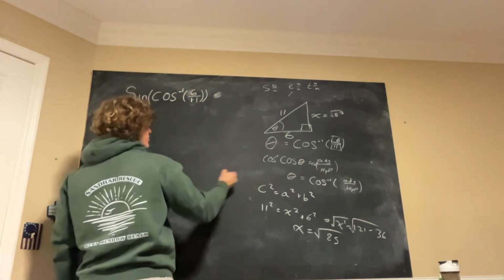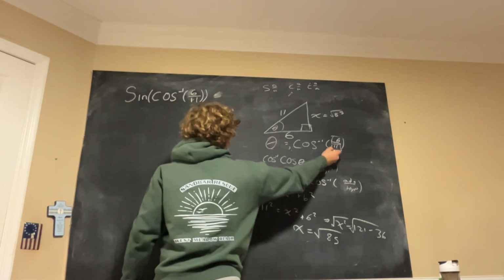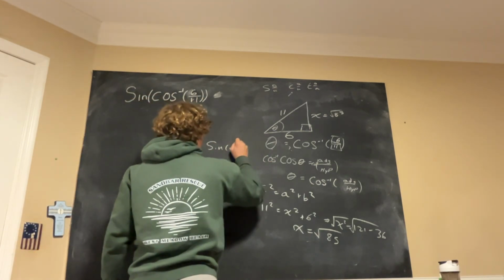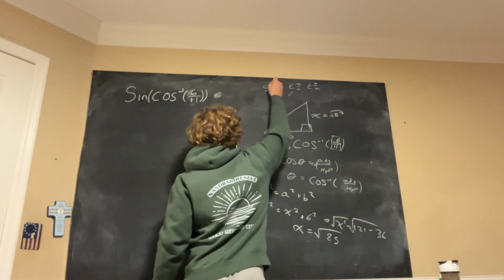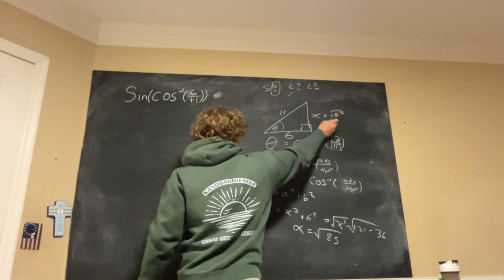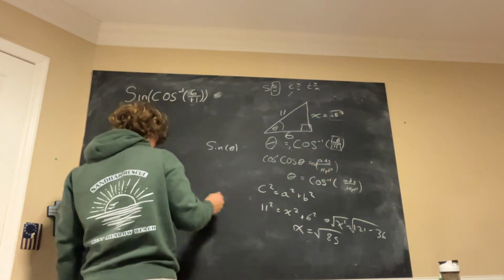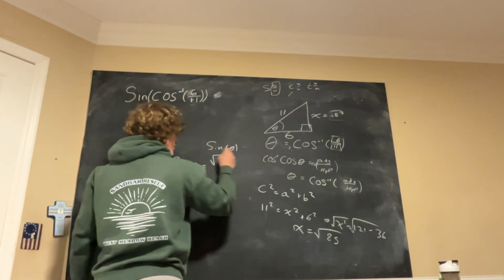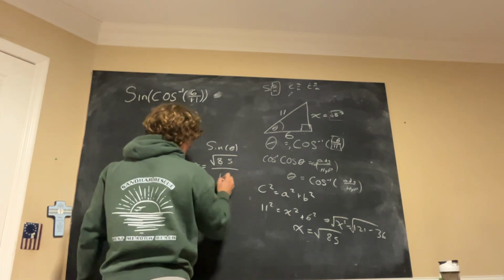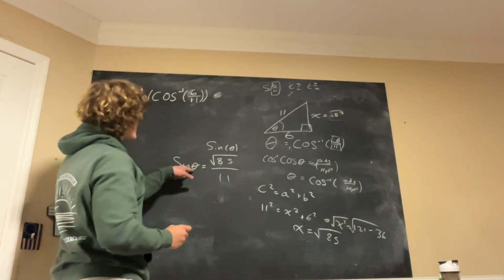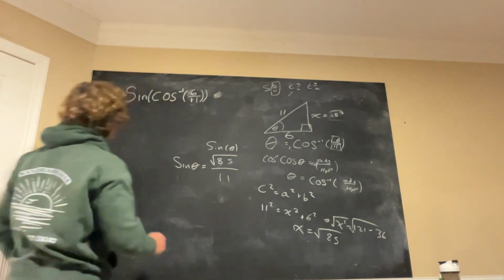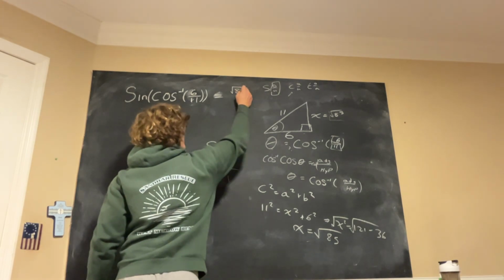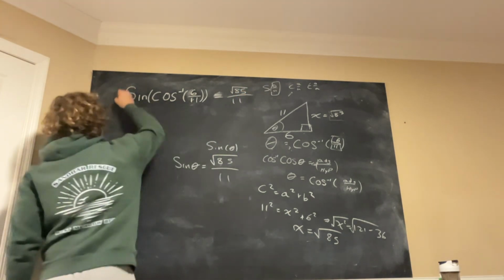Now, we are looking for the sine of cosine inverse of 6 over 11, which is just sine of this theta right here. So sine is equal to our opposite side divided by our hypotenuse. Our opposite side we can see is now just the square root of 85. So this tells us that sine theta is equal to square root of 85 divided by 11. And since theta and cosine inverse of 6 over 11 are the same thing, we could say that this is equal to the square root of 85 divided by 11. And this is our final answer.